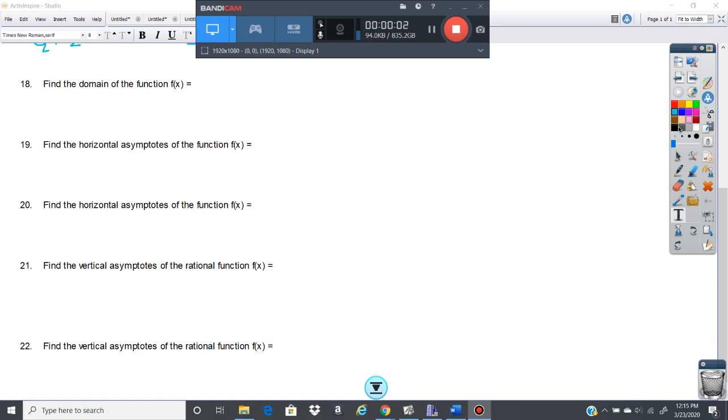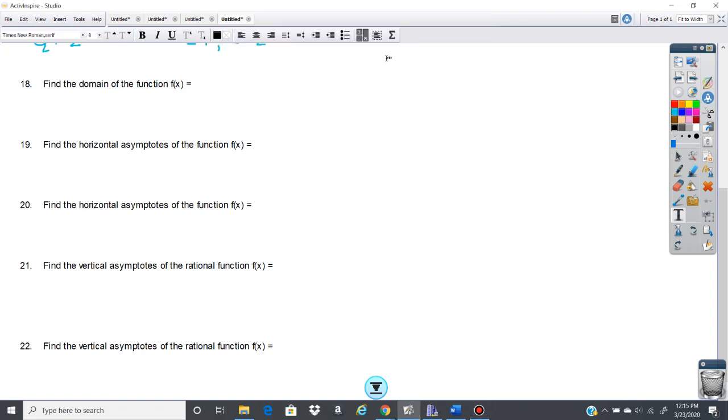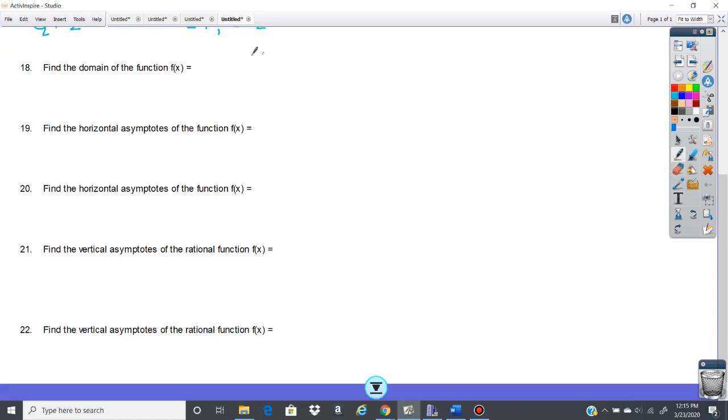Right, the next couple of problems did not copy over, so I am going to just write them as we go. The first one, we are doing the domain of our function, and the function is 6x over (x plus 2)(x plus 8). Okay, so the domain of the function is every x value that can be in the function except what makes the denominator 0.